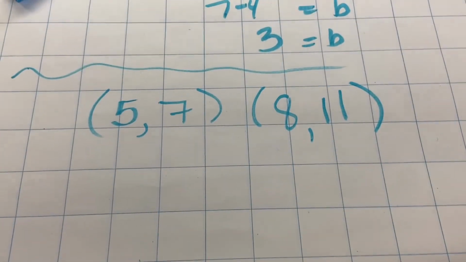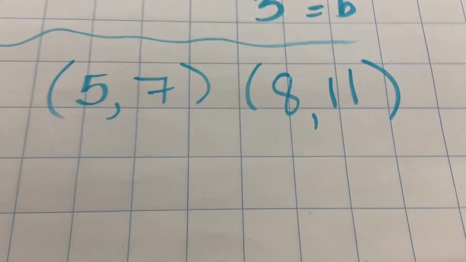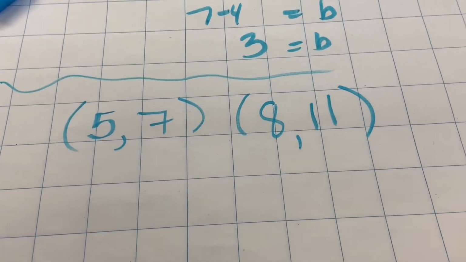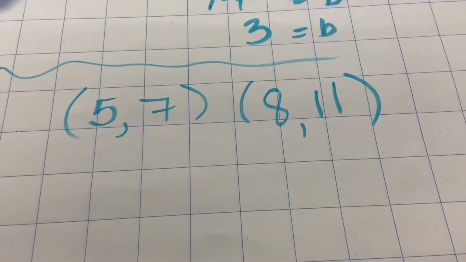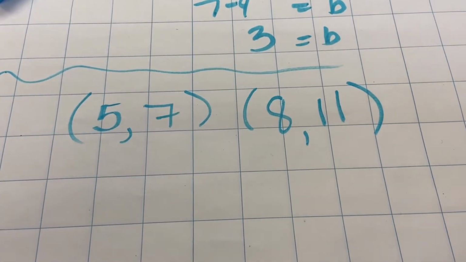Let's try one more before the end of this video. So this time I'm going to end up with fractions with my slope, and in this example, the fractions aren't going to cancel out, so I'll have to keep the fractions for the whole question.